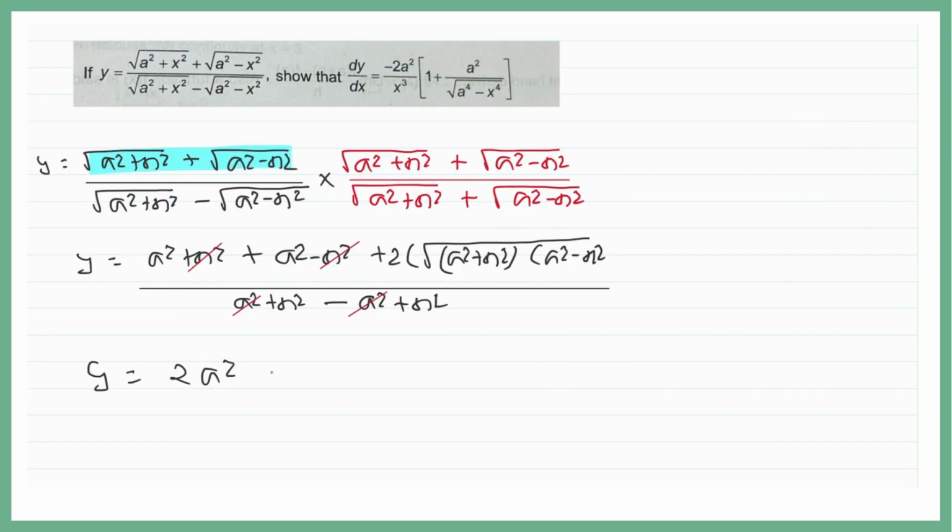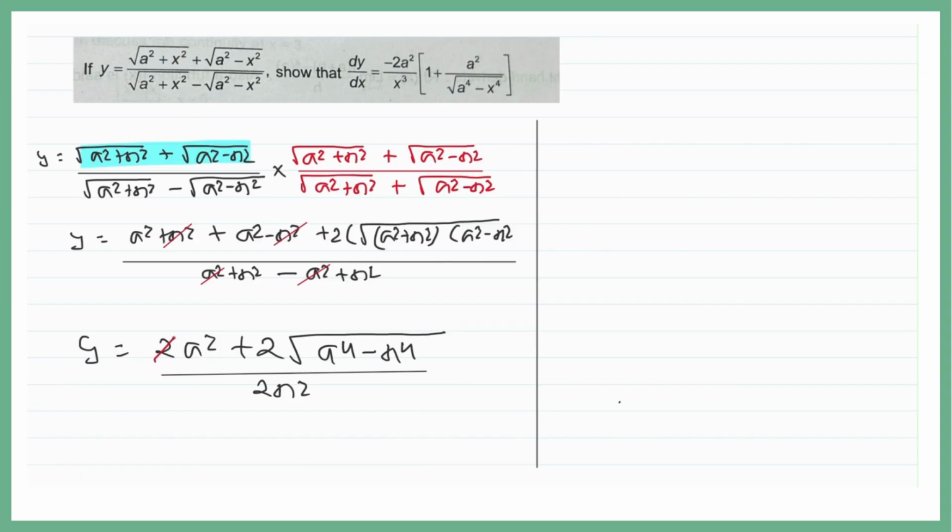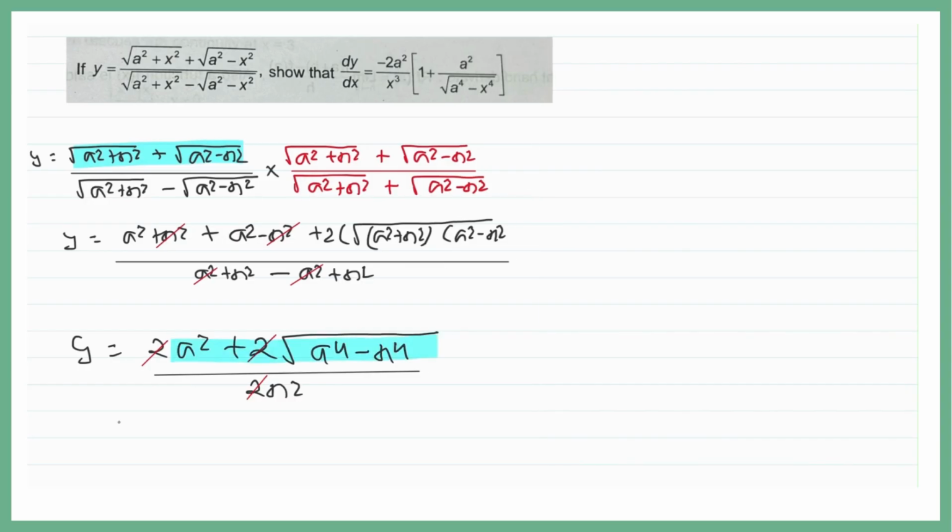Simplifying this, applying the identity of (a + b)(a − b), this is a⁴ − x⁴ under root, and that whole divided by 2x². Now we can cancel this 2 in the numerator and denominator by taking 2 common. Now we are left with y as this.